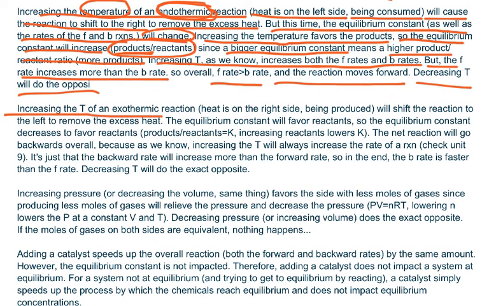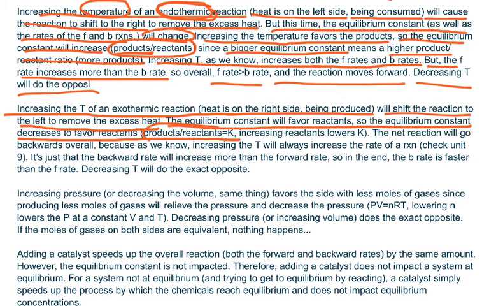Increasing the temperature of an exothermic reaction, where heat is on the right side and being produced, will shift the reaction to the left to remove excess heat. The equilibrium constant will favor reactants, so the equilibrium constant decreases to favor reactants, and if you remember, products over reactants is equal to K, and increasing reactants down here lowers the K.